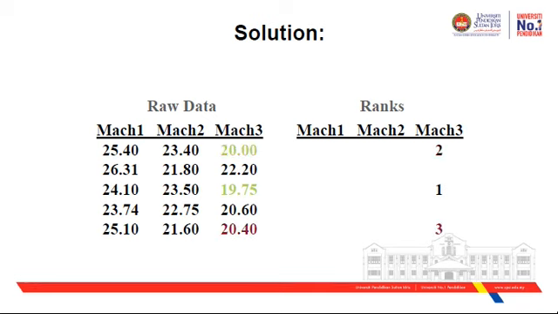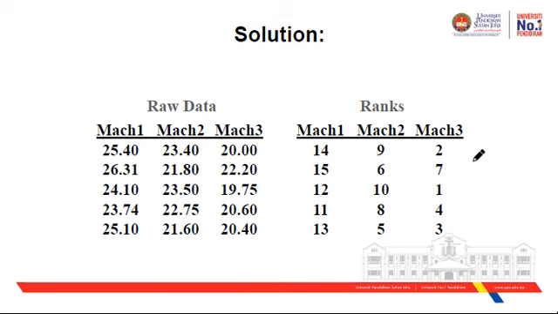Okay, so this is the rank. All these ranks are cross group. So you treat it as one whole lot of data, and you need to rank it from 1 to 15. And if there is a tied rank, you need to take the average. Okay, and then here is the sum rank. This is the sum rank for machine 1, 65. This is the sum rank for machine 2, 38. And this is the sum rank for machine 3, which is 17.